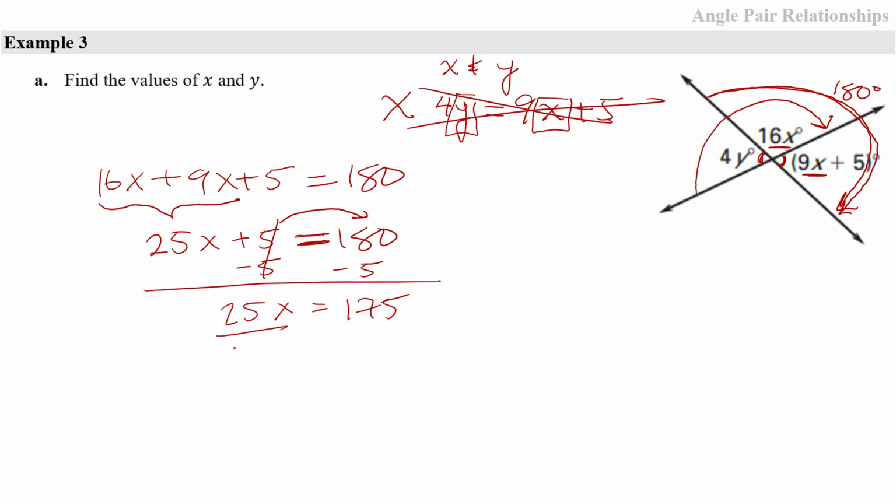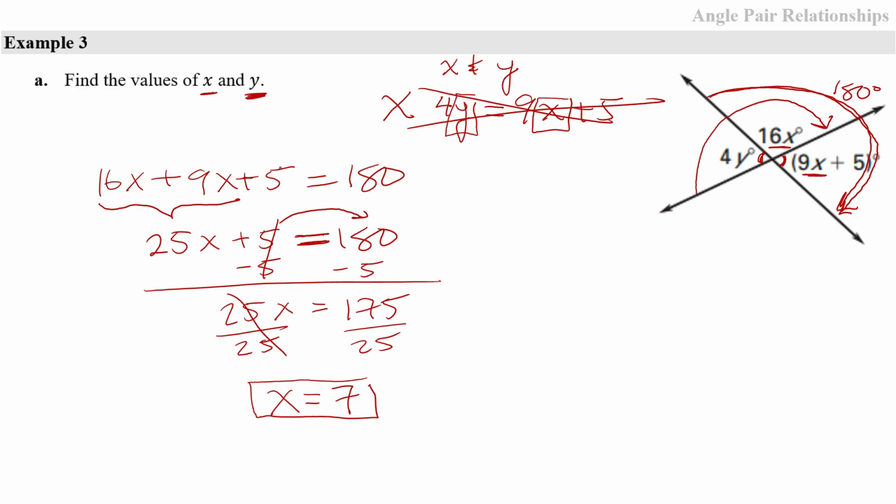Now I can divide both sides by 25 to eliminate this 25, and I get x by itself, and x is equal to 175 divided by 25, which is going to be 7. Okay, so that's half of the problem because the question says find the value of x and y.